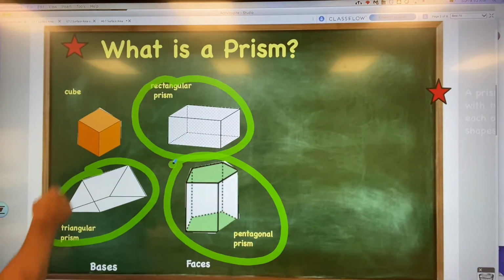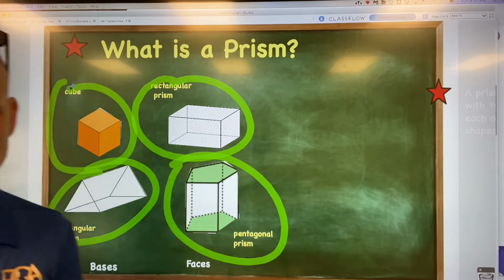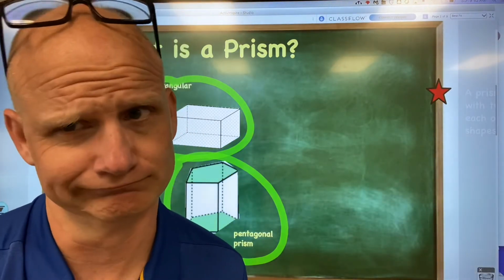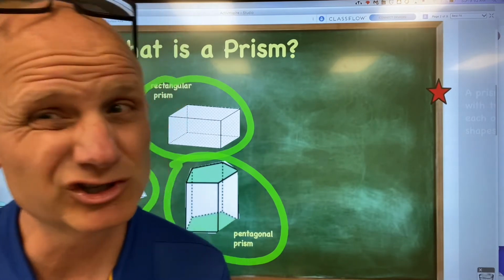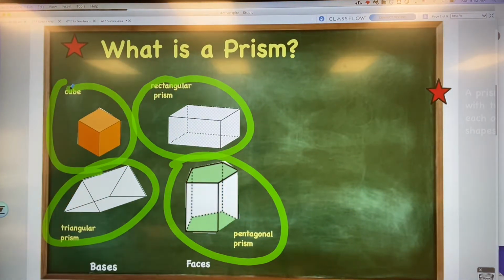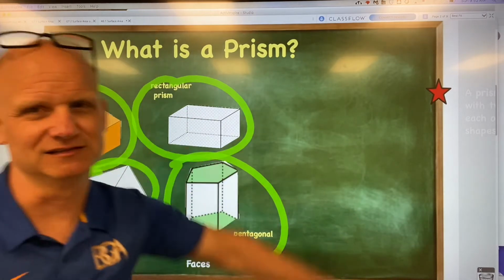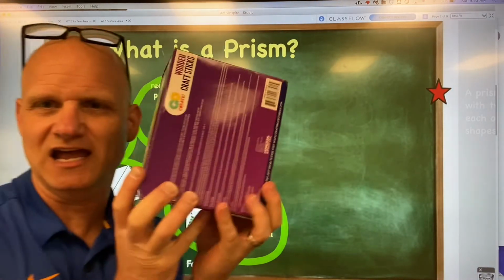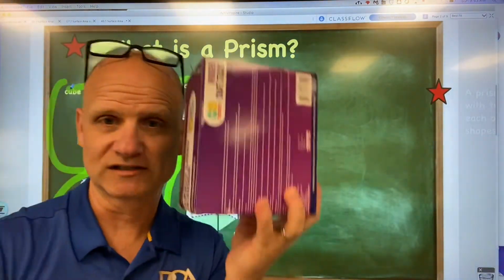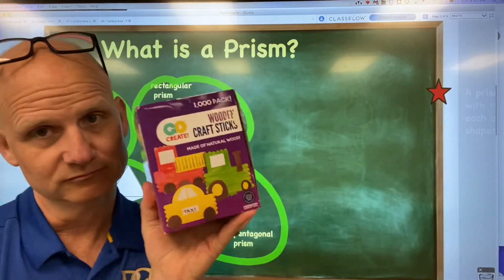Well, hey, Mr. Carl, why isn't a cube called a square prism? It's a good question. I don't know. It's called a cube, though, but you could call it a square prism. Okay. So that's a prism. I don't think we need to write down the definition. You guys know what prisms are. So, exhibit A, it's a rectangular prism. See its base? Rectangular. Okay.